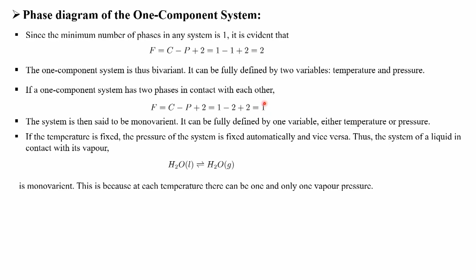So if we fix temperature, pressure will be automatically fixed. Or if we fix the pressure, then temperature will be automatically fixed in order to maintain two phases for one component. Thus if the temperature is fixed, the pressure of the system is fixed automatically, and vice versa. Thus the system of a liquid in contact with vapor, like liquid water in equilibrium with water vapor, is monovariant. This is because at each temperature there can be only one and only one vapor pressure.